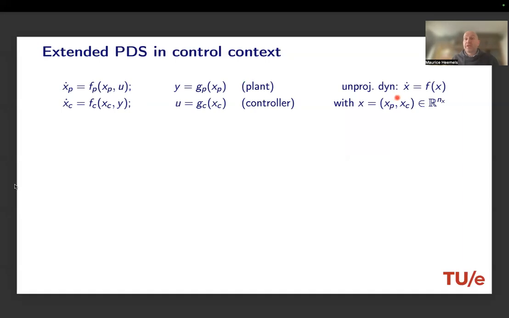So clearly, if we interconnect this, we have X here as the combined plant and controller states. By plugging the Y in here and the U equation in there, we get the unprojected closed-loop dynamics: X dot is F of X.